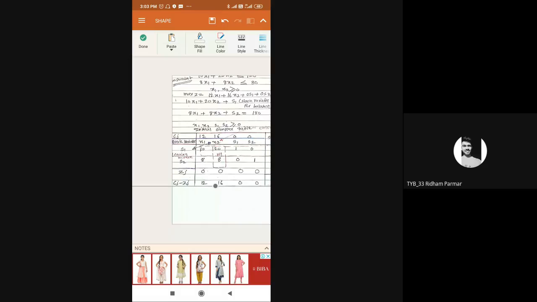Okay. Now next, the last row is there, Cj minus Zj. So what is Cj in the first column? Cj, that is 12. What is Zj? 0. What is the last answer? That is 12. That is the 12 answer.